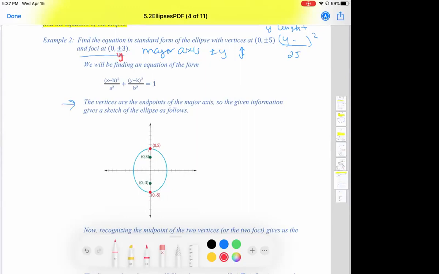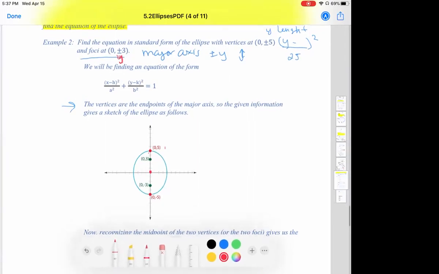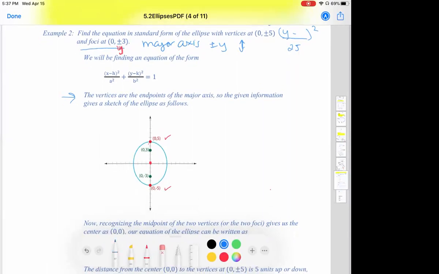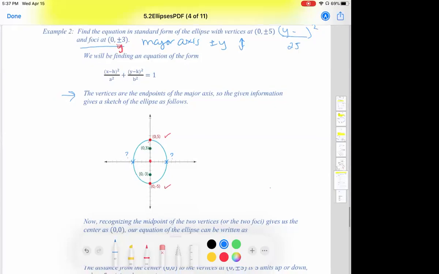Now, because of that, we can assume that it's centered at 0, 0, because otherwise it would give us these points, 0, 5, and 0, -5 somewhere else that crosses the center. So now we're left to find these points. We don't know what they are. And that's the last piece we need, right? We need to know that number underneath x.